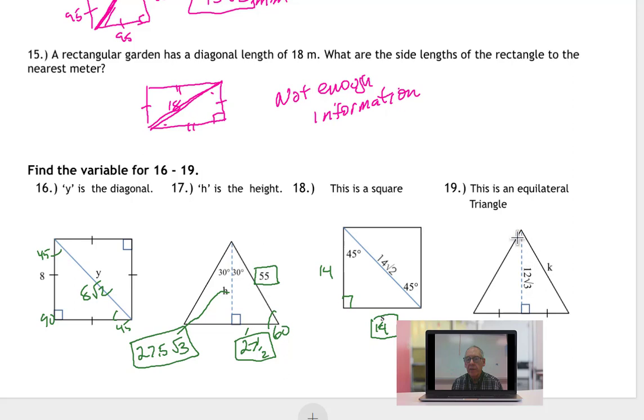Looking at number 19, this is 12 root 3 for the longer side. Again, this is a 30, 60, 90. This is actually a 60. This is a 30 up here. The short side is going to be 12 because 12 root 3 gives us the medium-sized side, and 12 times 2 gives us the hypotenuse. That's how we would do those.